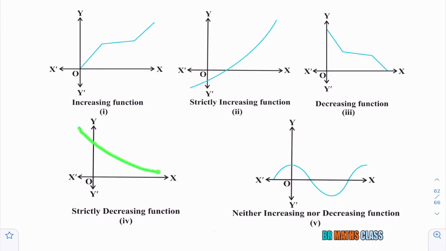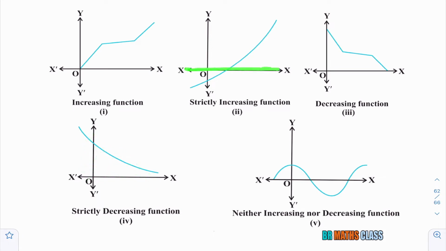Nobody wants a business like this. In the beginning, he invested a lot. As the time is moving on, see, so many losses are coming. Finally, he is going to lose all the money, right? So this is a strictly decreasing function. What you identified here: as x values are increasing, functional values are decreasing. I hope you understand.